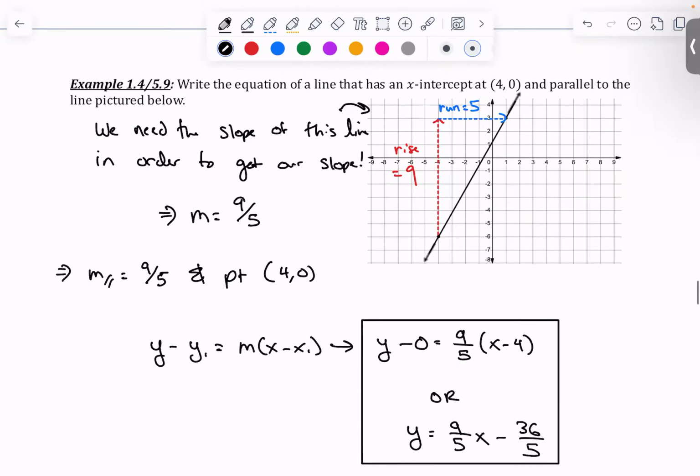So we want a line that is parallel to the line pictured below. In order to find the equation of a line, you need either 2 points or a point and a slope. We're only given 1 point on our desired line, (4, 0).